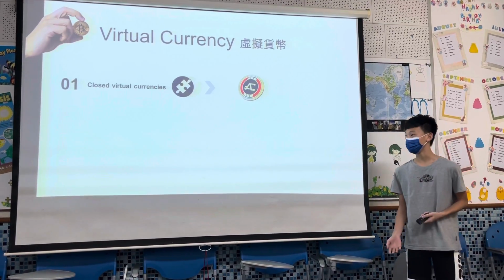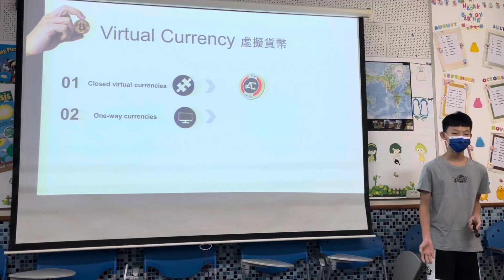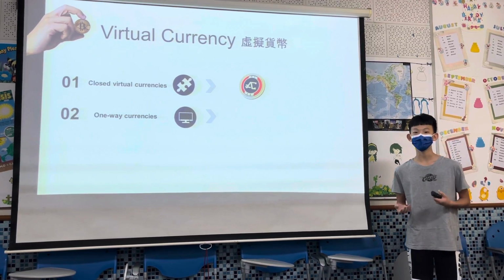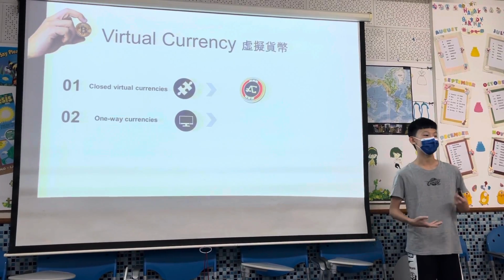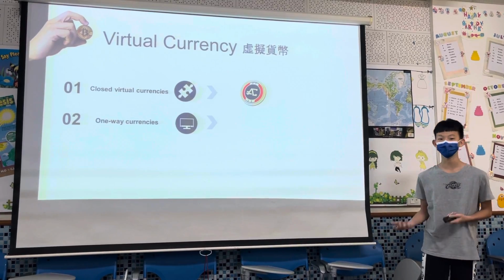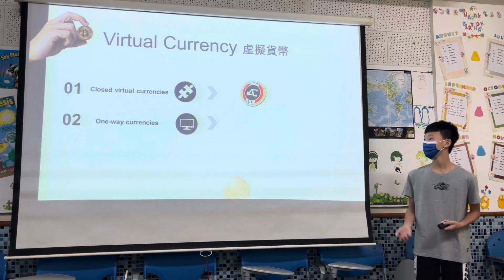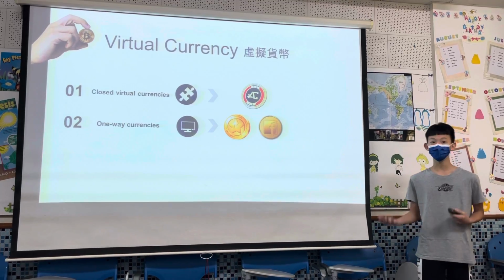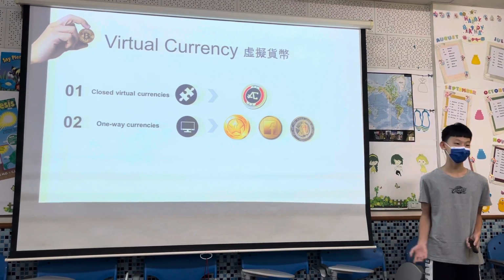The second category is one-way currencies. One-way currencies are those that you can use to buy some physical services or online goods. For example, Nintendo points, Facebook credits, and Amazon coins.